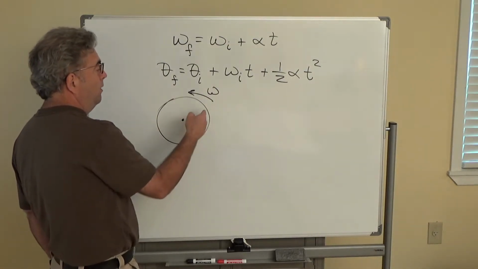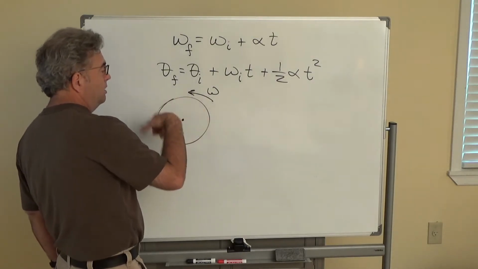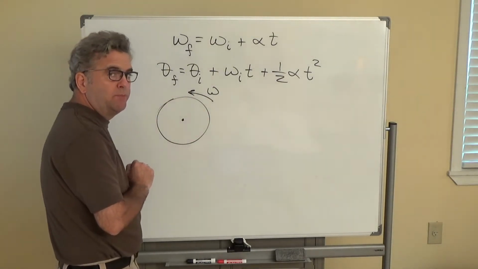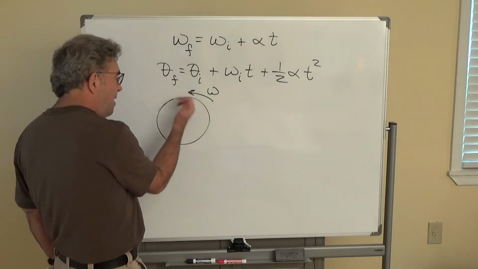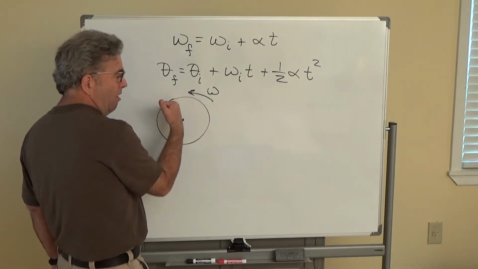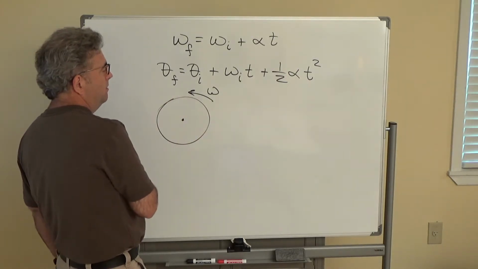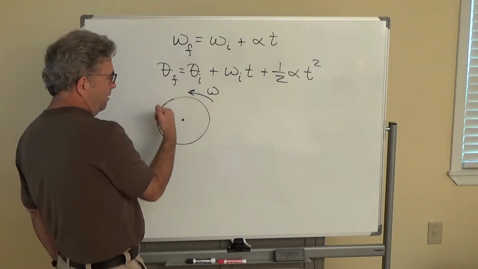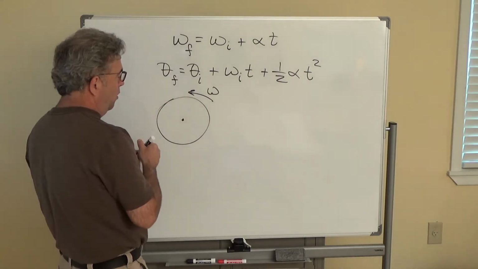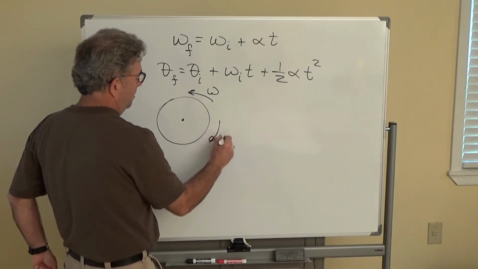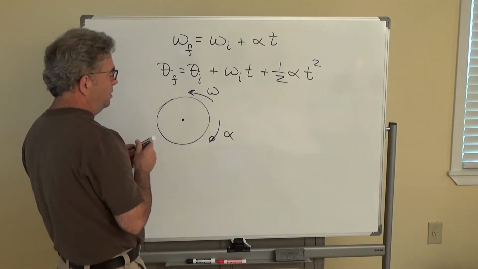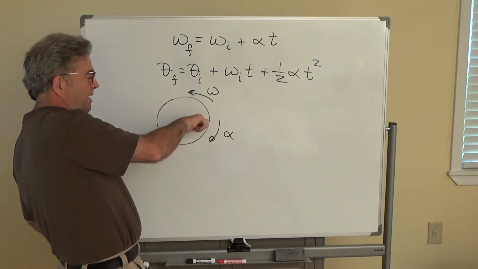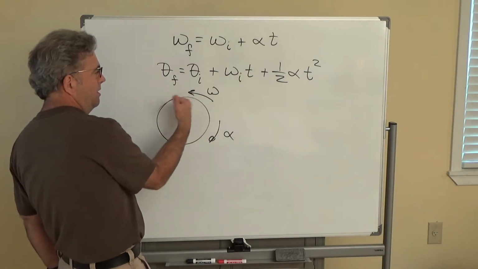So that gives you a way where, let's say this is spinning this way and it's speeding up. So omega's in that direction and alpha. That would be a positive omega and a positive alpha. If it's slowing down, say alpha is in this direction, then that gives you a negative alpha and a positive omega.